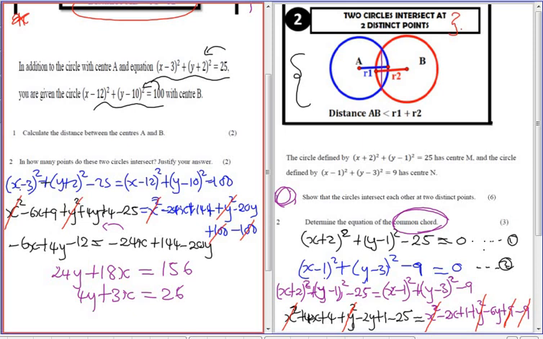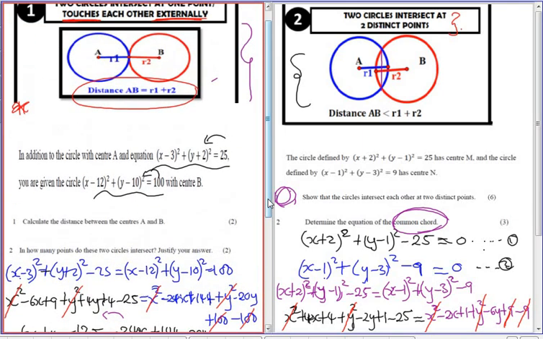So this is all we've got for these intersecting circles. I hope you keep these notes in mind and keep studying.